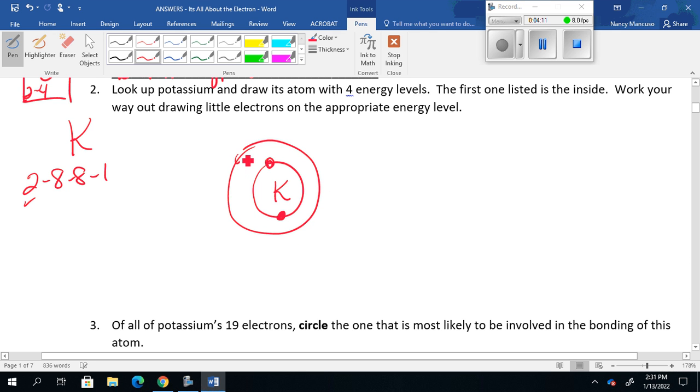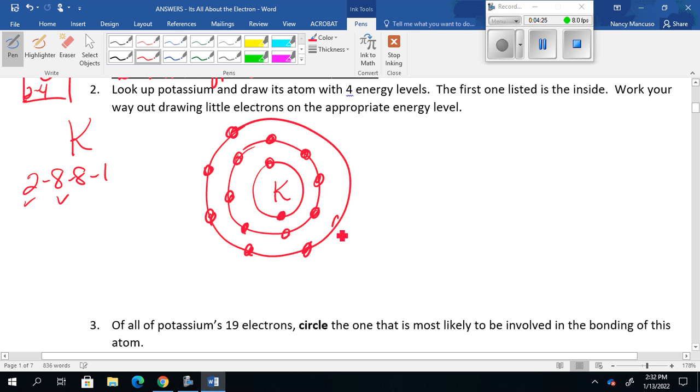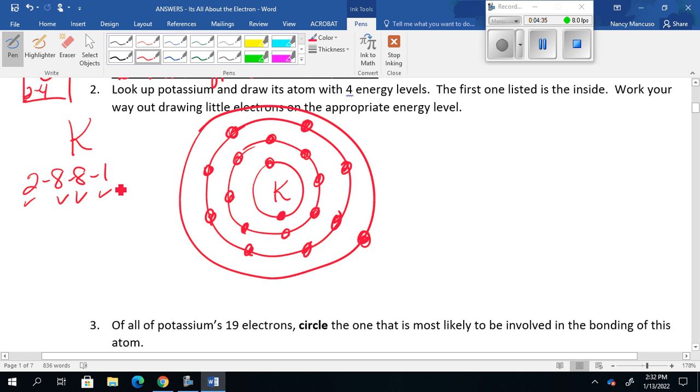8 on the next. And I spread them out because negatives don't like each other, so I need to give them space. 8 on the next one. Check. And then the last one, the valence electron, is just 1. Okay, of all of potassium's 19 electrons, circle the one that is most likely to be involved in the bonding of this atom. All right, there it is.